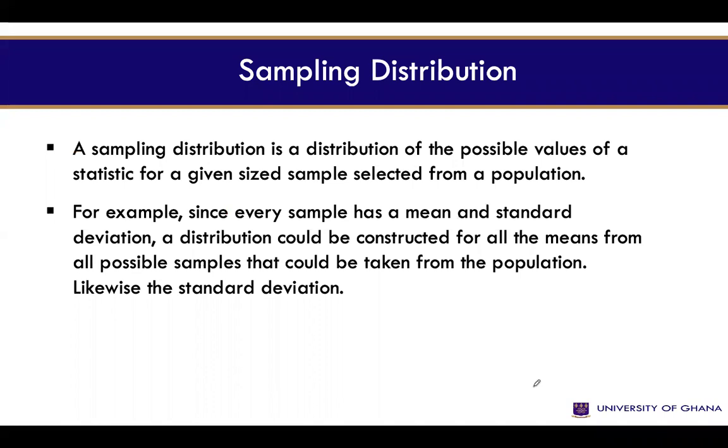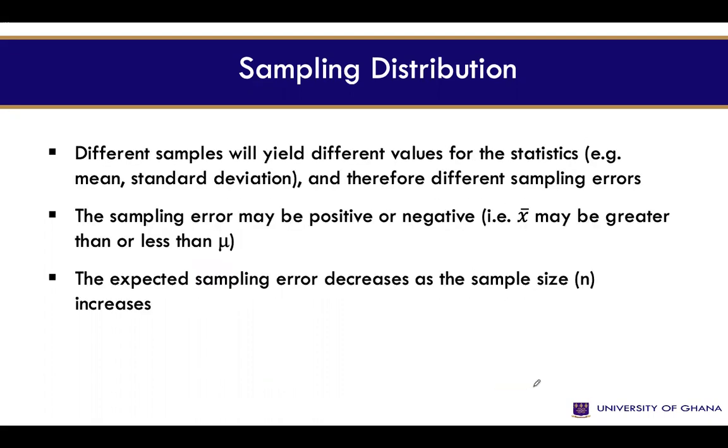So a sampling distribution is a distribution of the possible values of a statistic for a given sample selected from a population. Since every sample has a mean and standard deviation, a distribution can be constructed for all the means from the possible samples that could be taken from the population. So we can always construct a distribution. It comes back to us to learn about population and probability distributions, isn't it? That is how interesting and fun math is. They are always interlinked in one way or the other. Well, it's debatable.